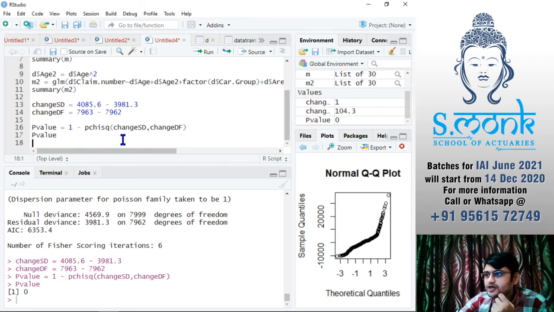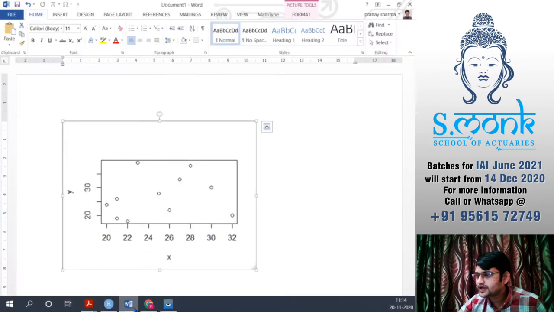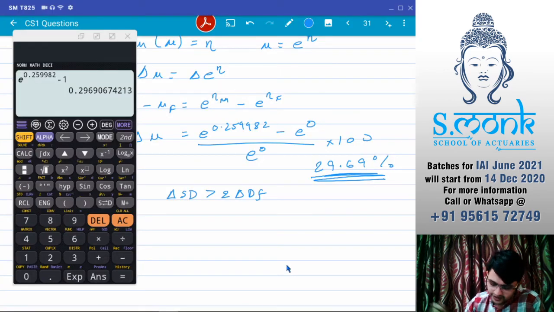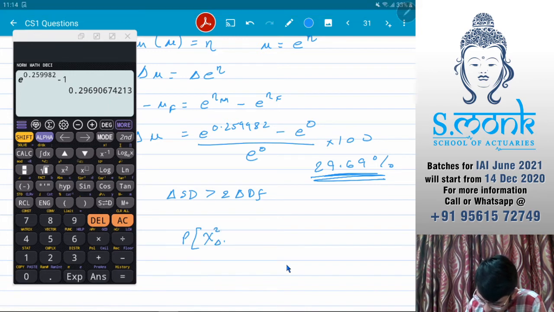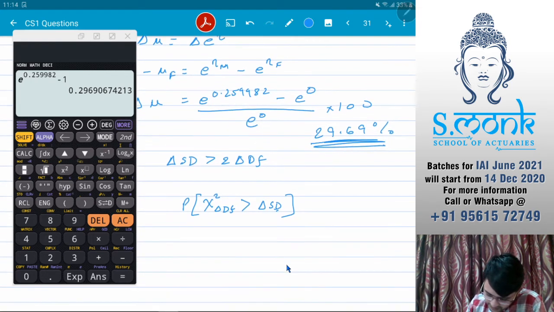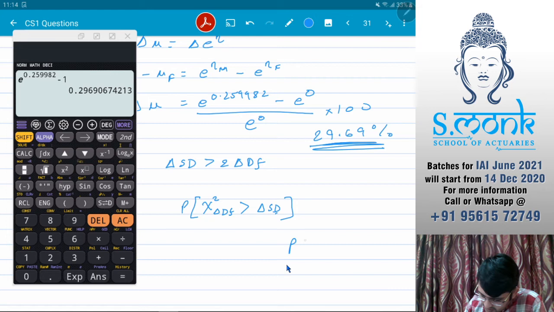Remember yesterday, p value for greater than test, any test where we have greater than, we will say p value is going to be nothing but probability chi-square, change in degree of freedom must be greater than this observed value. Okay, this is what our p value is going to be. Okay, this is nothing but change in SD. Okay, we want greater than. Now this p CHISQ is nothing but probability less than.